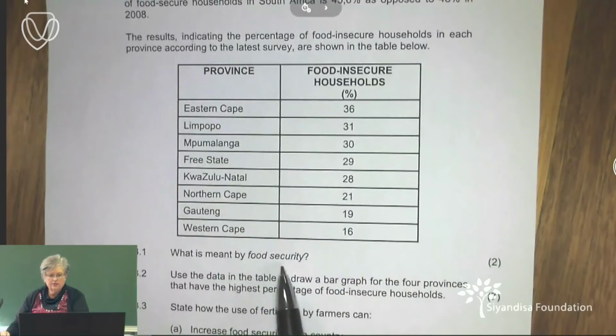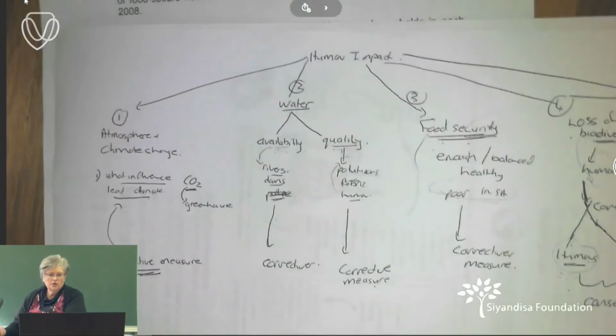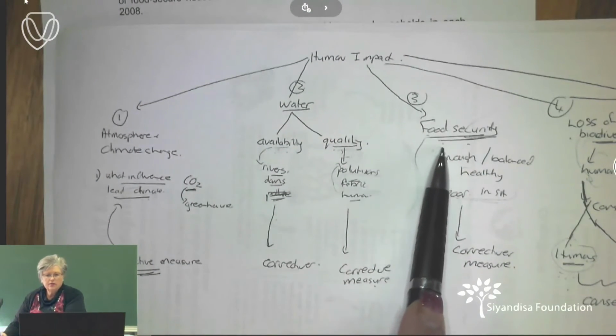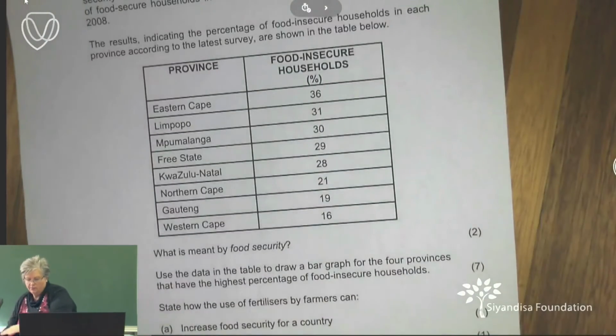So let's look at the questions. What is meant by food security? If I go back to the mind map that we will draw, what is food security? We must know the definition.